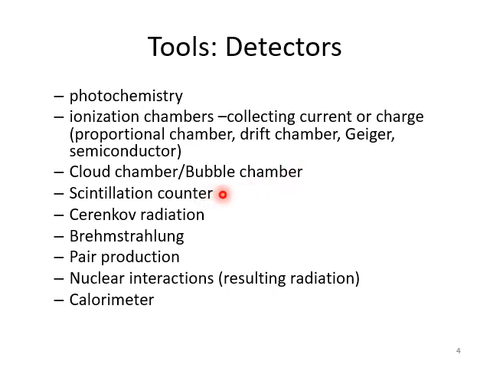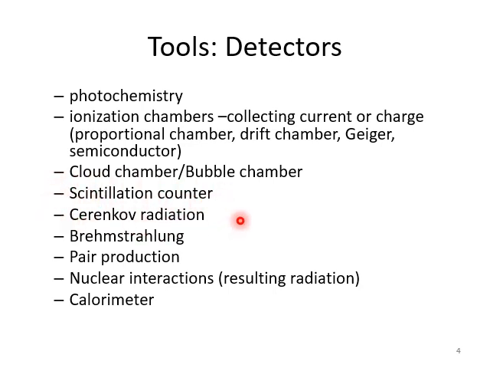Scintillation counters observe light that is emitted when an ionizing particle comes in and excites an atom or a molecule in the material, and then when the de-excitation occurs, we could see light.